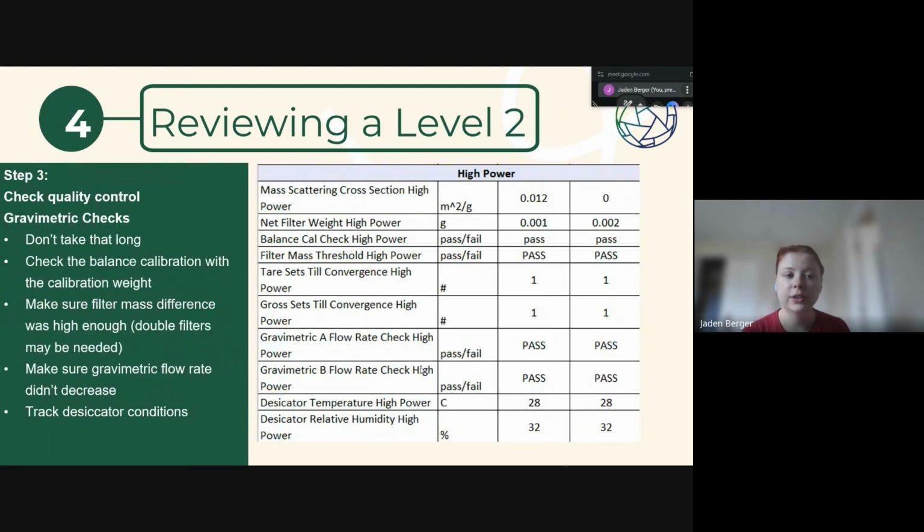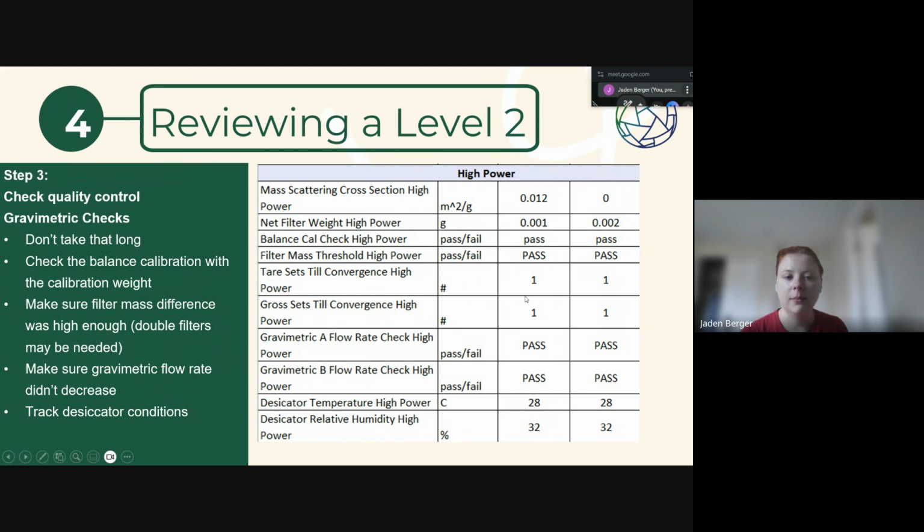Our gravimetric, this one actually doesn't take that long. You probably are writing down all of this information already. You just have to enter it for it to go into the ISO report. So basically, we're checking that our balance for our filters is calibrated by weighing it with the calibration weight, checking that that passes.